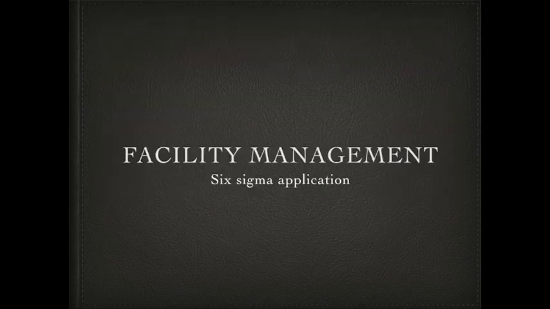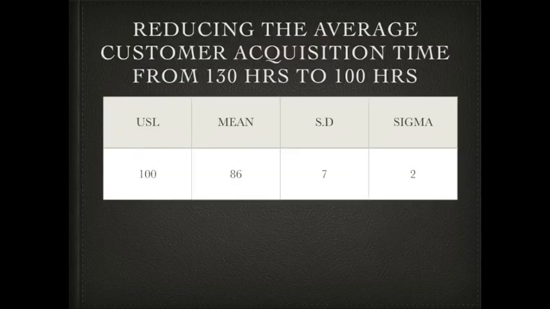Six Sigma application in facility management, reducing the average customer acquisition time from 130 hours to 100 hours. The upper specification limit is 100, the mean value is 86, the difference is 14, standard deviation is 7. So in the difference between mean and the upper specification limit, we can accommodate only 2 standard deviations, so it is a 2 sigma level.